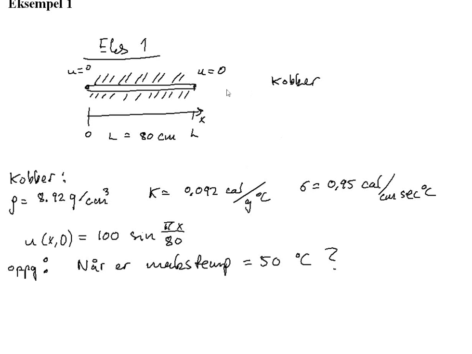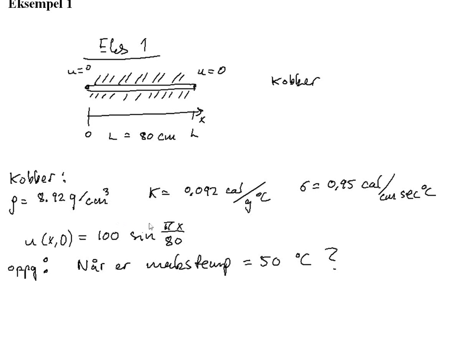Let's consider the following concrete example. We have a copper rod with the length 80, in fact centimeters. It's insulated and it's kept at a constant temperature equal to 0 Celsius at the boundary on this rod. The copper has a density 8.92, the conductivity is 0.92, and the specific heat is 0.95.